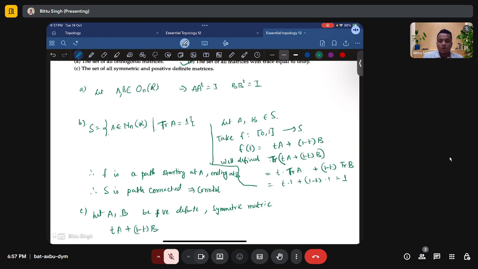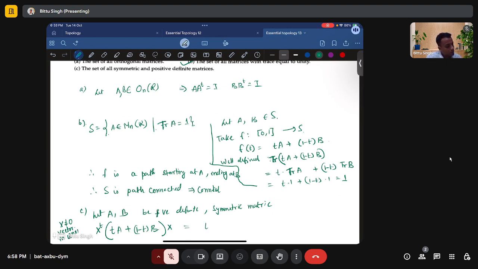So scalar multiplication of a symmetric matrix is symmetric. Addition of two symmetric matrices is symmetric. So there is no issue. The non-trivial fact is to see that this is positive definite. So how can we see positive definite? We just multiply x transpose and x, where x is a non-zero vector in R^n, n by 1.